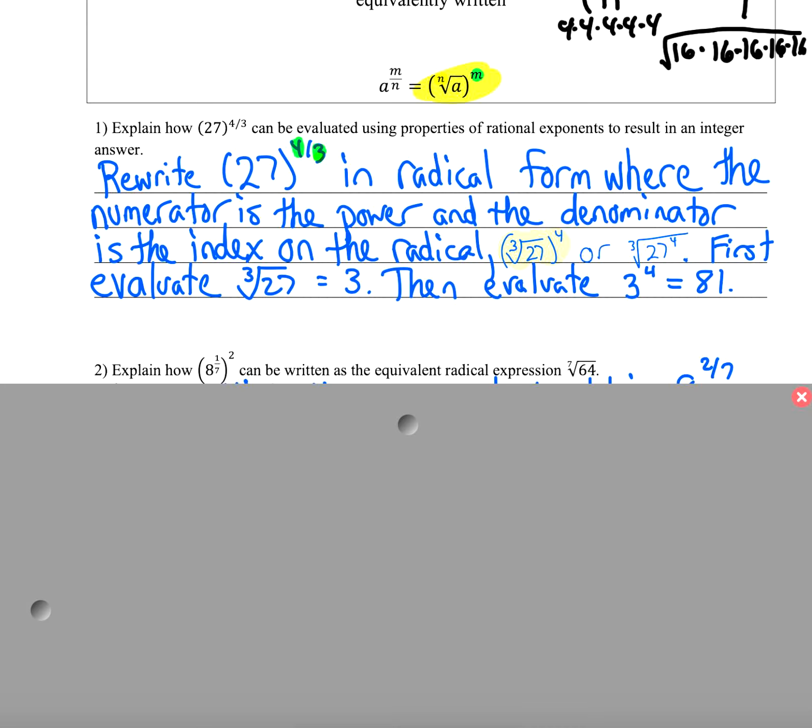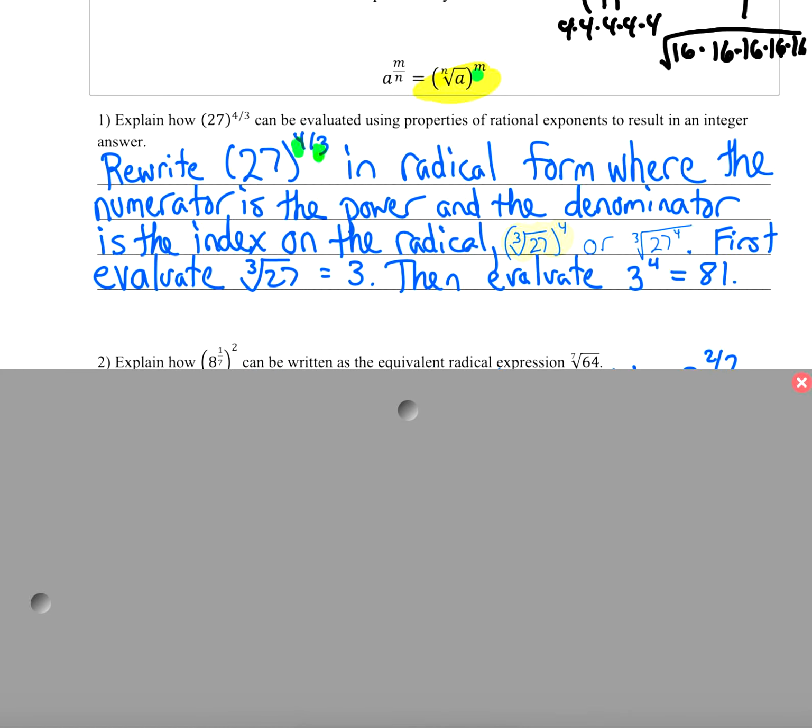And the next question dealing with rational exponents, it says explain how 8 to the 1/7 to the second can be written as the equivalent radical expression, the 7th root of 64. So I'm going to do a little bit of work here before I start writing stuff. So 8 to the 1/7 to the second, and I'm trying to get it to be the 7th root of 64. Well, I have a power to a power here, so I know I can multiply those exponents. So it'll be 8 to the 1/7 times 2, or you can think of it as 2 over 1. That would give you 8 to the 2 over 7.